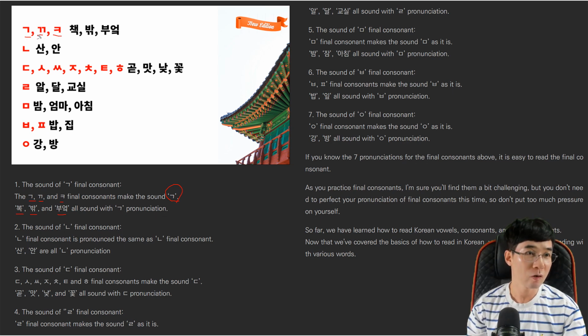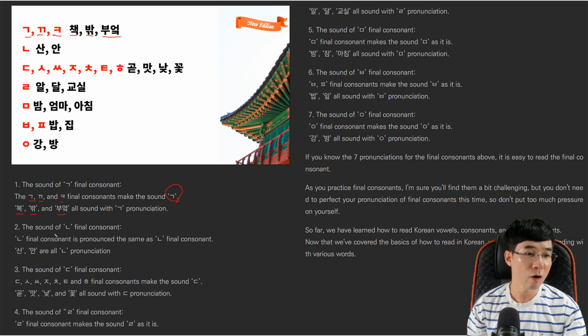기역, 쌍기역, 키역, 책. 북, 박, outside. 부엌, kitchen. 책, 박, 부엌 all sound with 기역 pronunciation. 책, 박, 부엌.